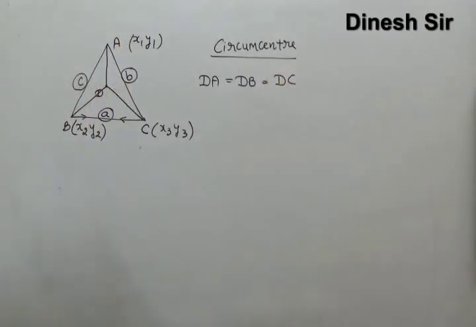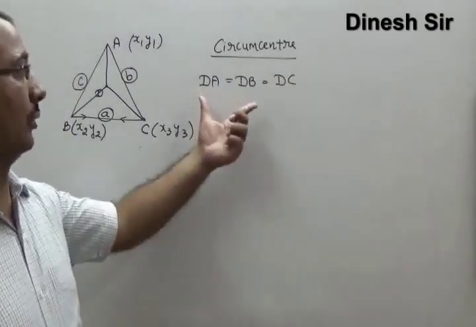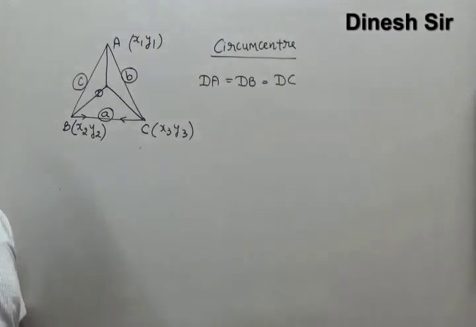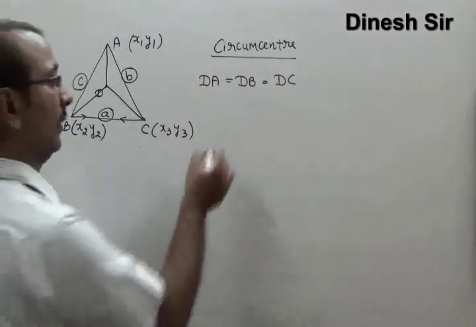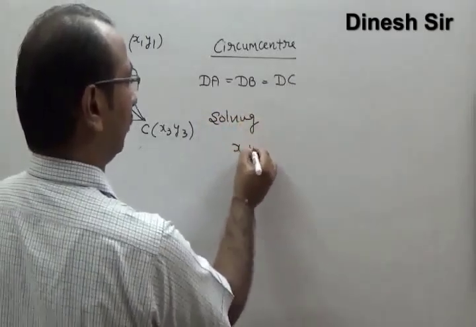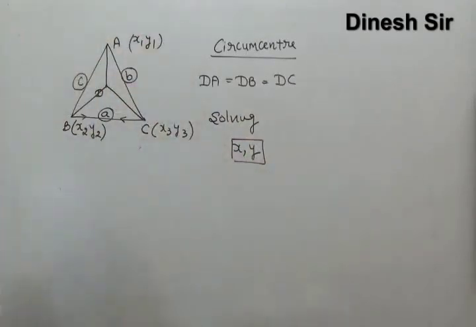Right? So we may assume that the coordinates of D are any point x comma y, and from that we make 3 equations. Compare these in pairs of 2: compare DA equal to DB and DB equal to DC. From that we can make 2 equations in x and y, and after solving these 2 equations you can find the values of x and y. These are the coordinates of the circumcenter of this triangle ABC. So by that we are in a position to find the circumcenter of the triangle.